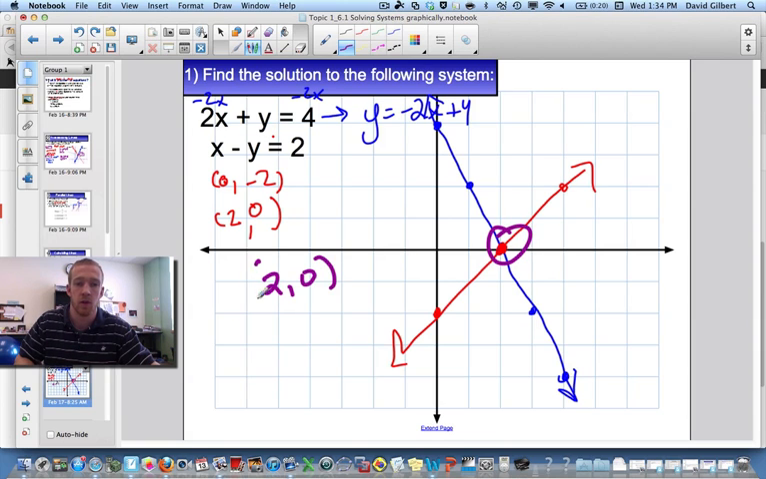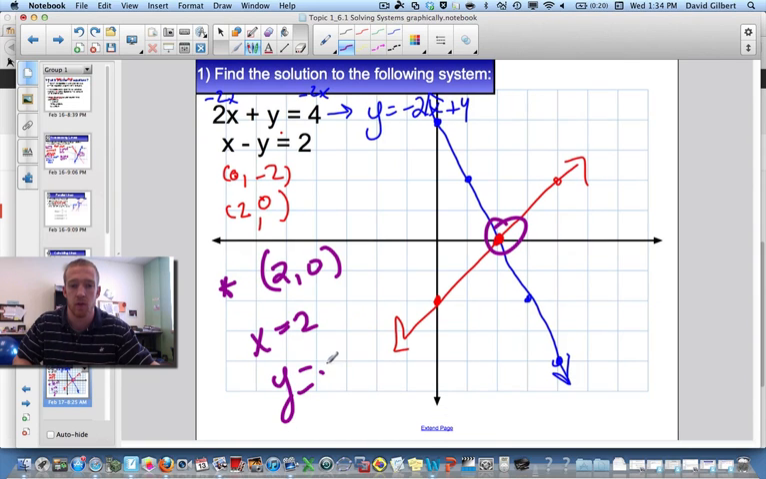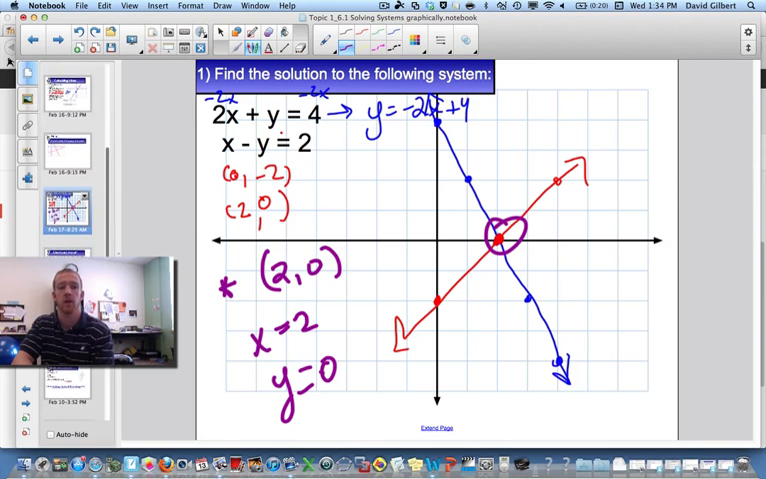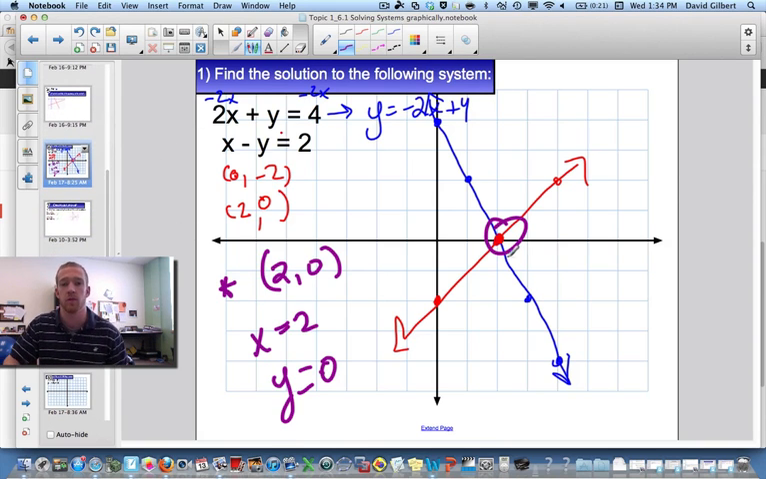2, 0. So you can write your answer as a point like this, or you can write it as x equals 2, y equals 0. Either way works. Now every time you do this, you get to check your answer, alright? Because you can guarantee whether you've done it right or not.